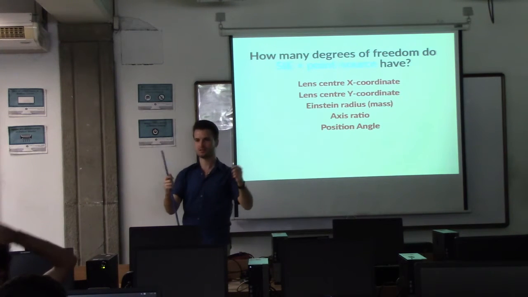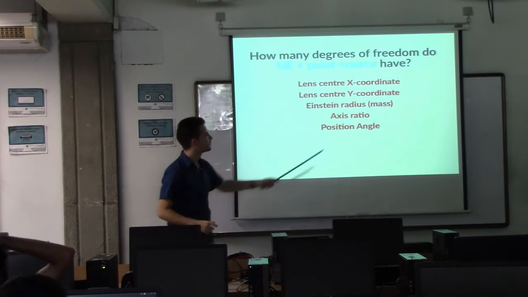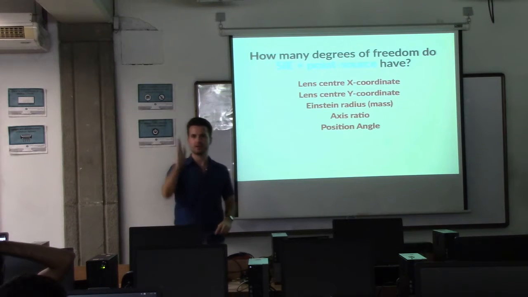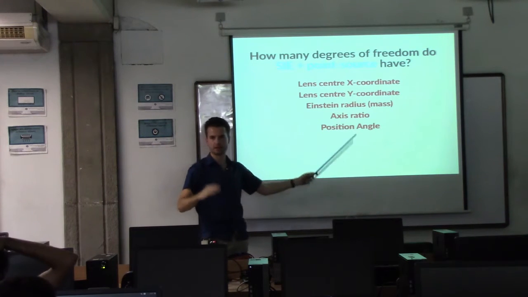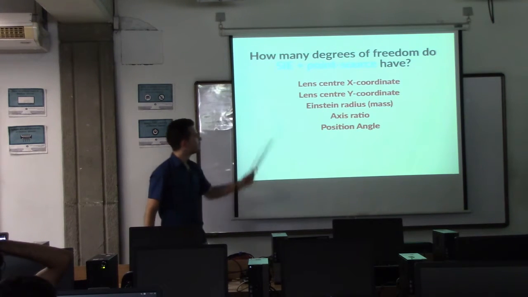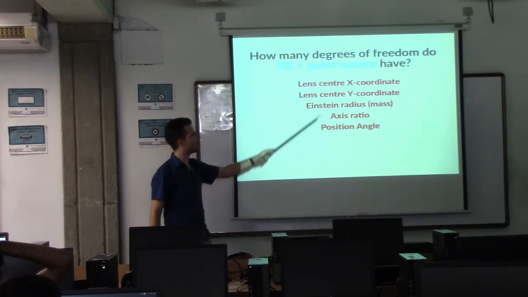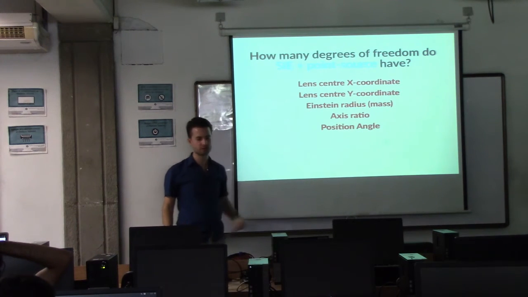It's elliptical, so how elliptical is it? So that's your axis ratio. And how is it oriented in the sky? Is it upright? Is it like this? Is it somewhere in between? So it's the position angle of your ellipse. So just the lens model needs 5 parameters to be constrained.